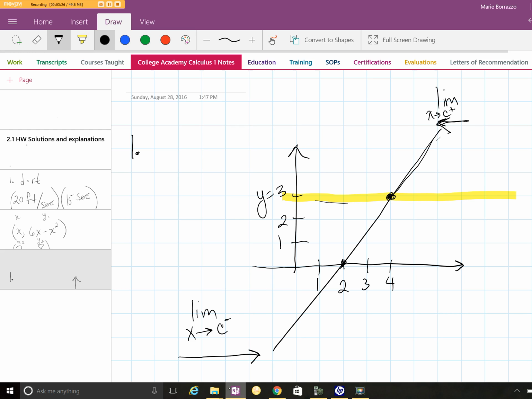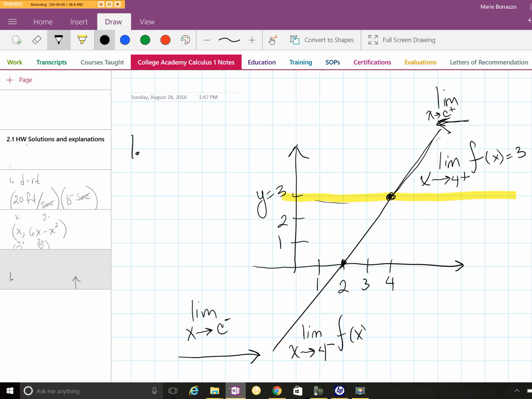So for this one, you would say the limit as x approaches, and in this case, the constant, which I'll write out as 4 from the right side, for the function f of x, in our example, is 3. So that would be your answer to part A. For part B, very similar, you would say the limit as x approaches 4 from the negative side, for f of x, in our case here, is also equal to 3. So there's part A, there's part B.